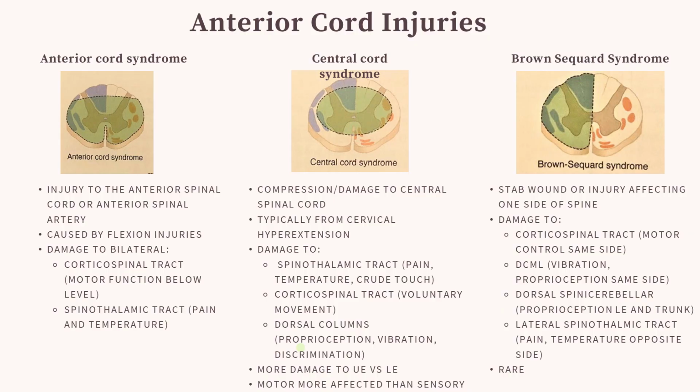So what is this going to affect? Well, we're going to hit the cortical spinal tract, which is going to affect movement below the level of the injury. As well, we're going to hit both our anterior and our lateral spinal thalamic tracts with this injury, which is going to affect pain and temperature sensation on both sides, because we're not just hitting the anterior or the lateral, we are hitting both. So the pain and the temperature sensation is going to be off on both sides.